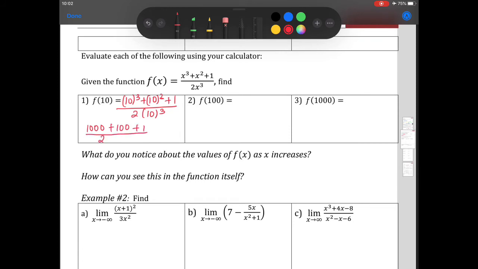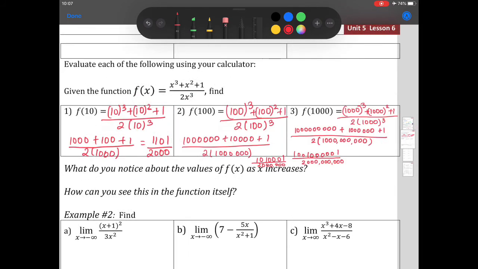I'm just going to write it out so we can see. We're just doing a little discovery here so that you understand what we're getting to. 2 times 1000, which would be what? 1101 over 2000. So I did all that math. I hope you all have that answer. What I'm trying to get to is, what do you notice about the values of f of x as x is increasing? What value is it approaching? If you put those in the calculator, don't you get a half, right?